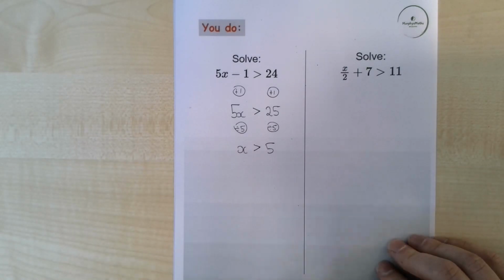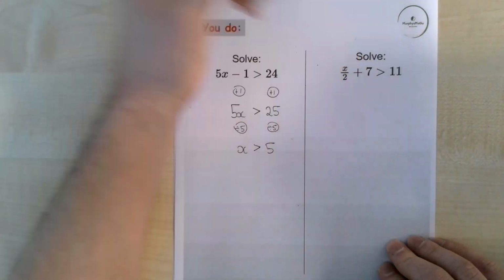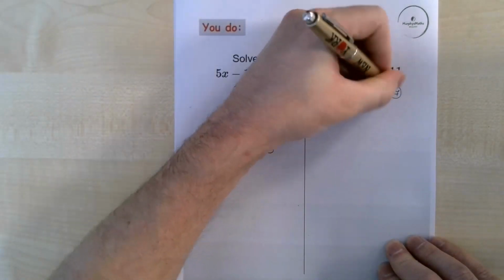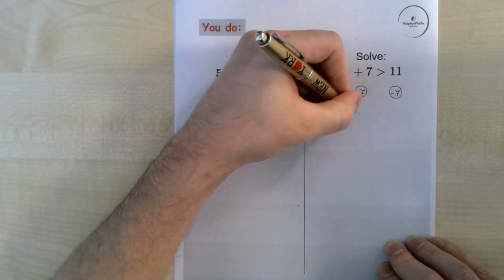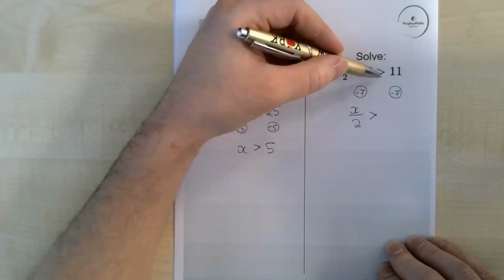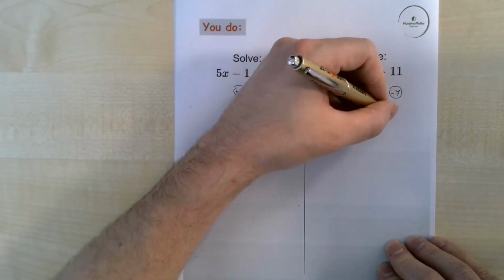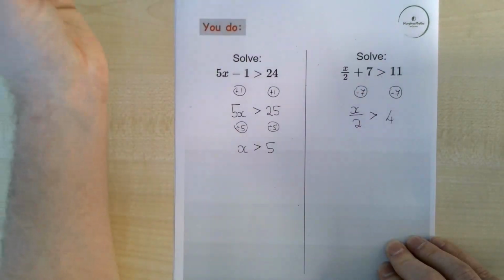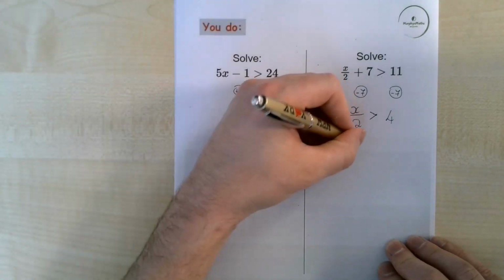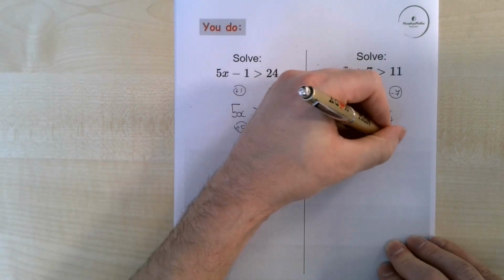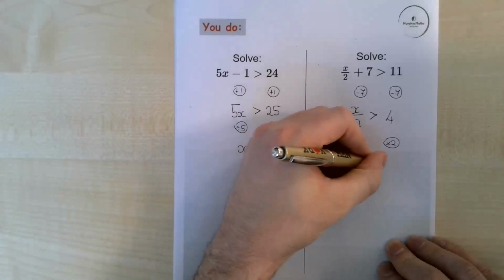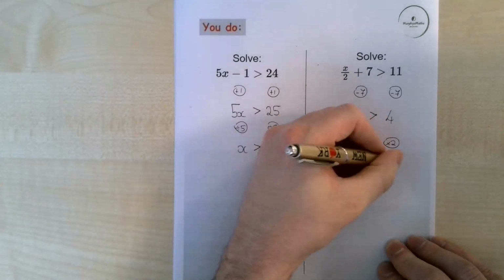For the second question, I want to get rid of that add 7 first, so I'll do the opposite. That'll leave me with x divided by 2 is greater than 11 minus 7, which is 4. It was x divided by 2, so I'm going to have to do the opposite, multiply both sides by 2. And that gives me x is greater than 4 times 2, which is 8.